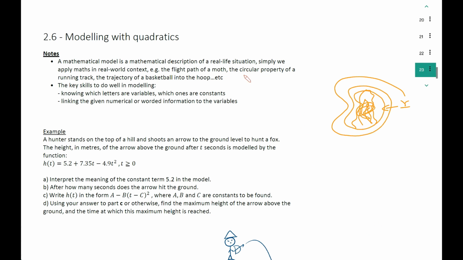Right. The circular property of a running track. So how do you make sure the running track is perfectly circular? This arc in here is a perfect circle. There's a lot of maths in there. The trajectory of a basketball into a loop.